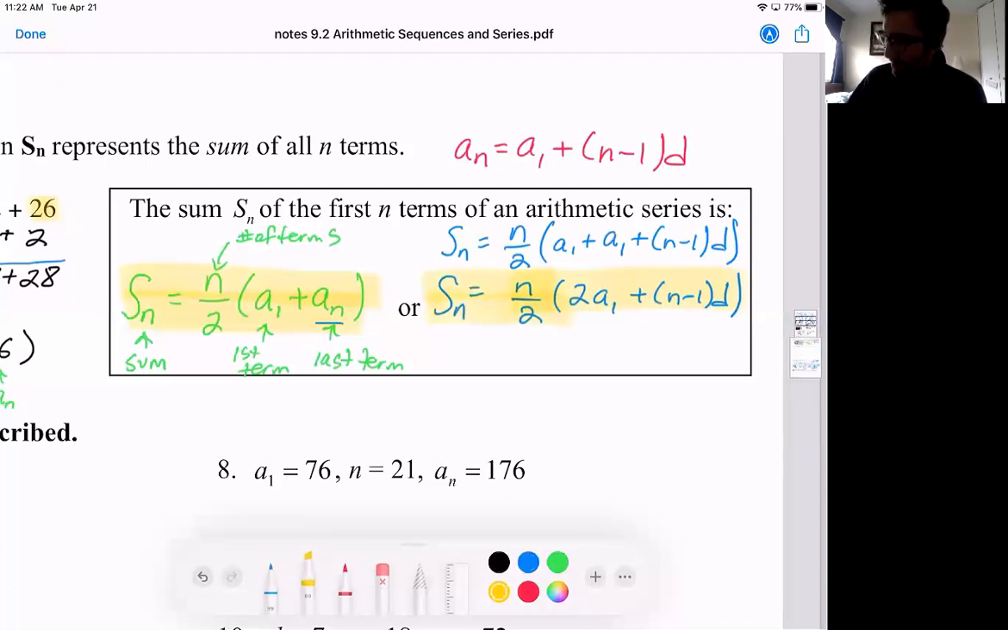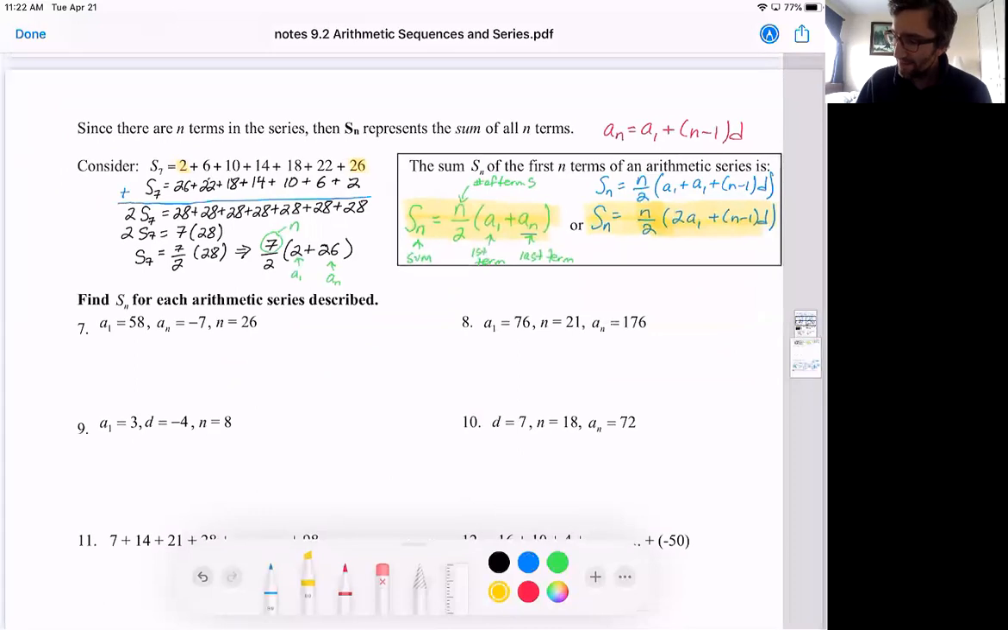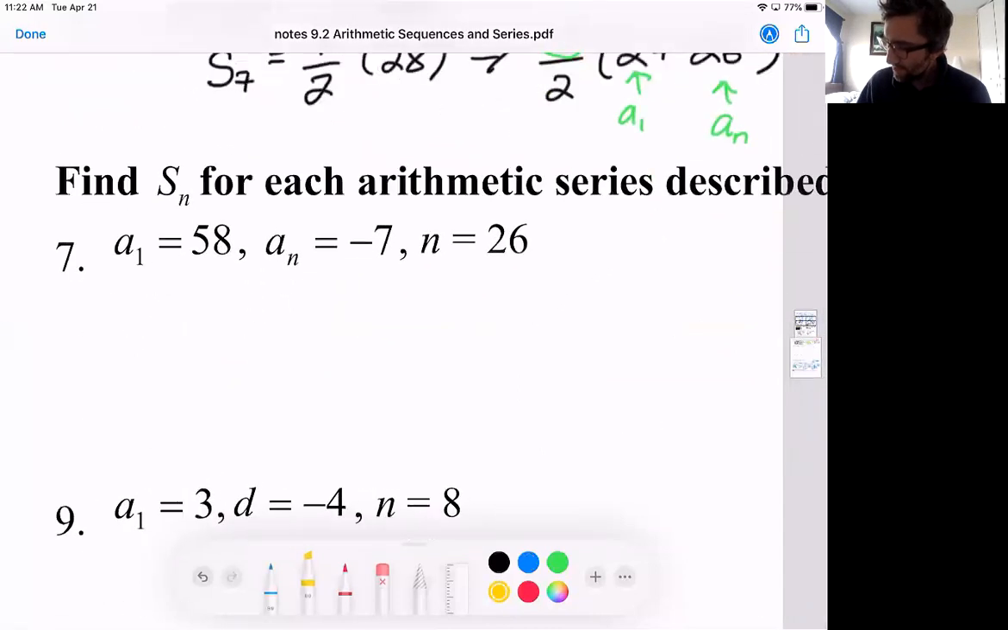There we go. So that's one formula, and that's the other formula. We're going to be using these two formulas for the rest of this part of the lesson. So let's check out this first question. Find the sum, S sub n, for each arithmetic series described. The first one, we have the first term, the last term, and the number of terms.